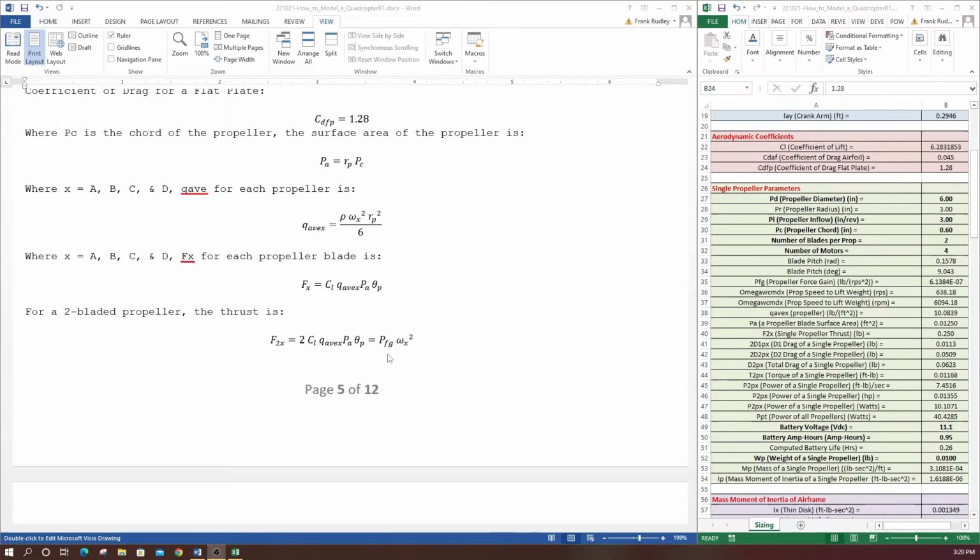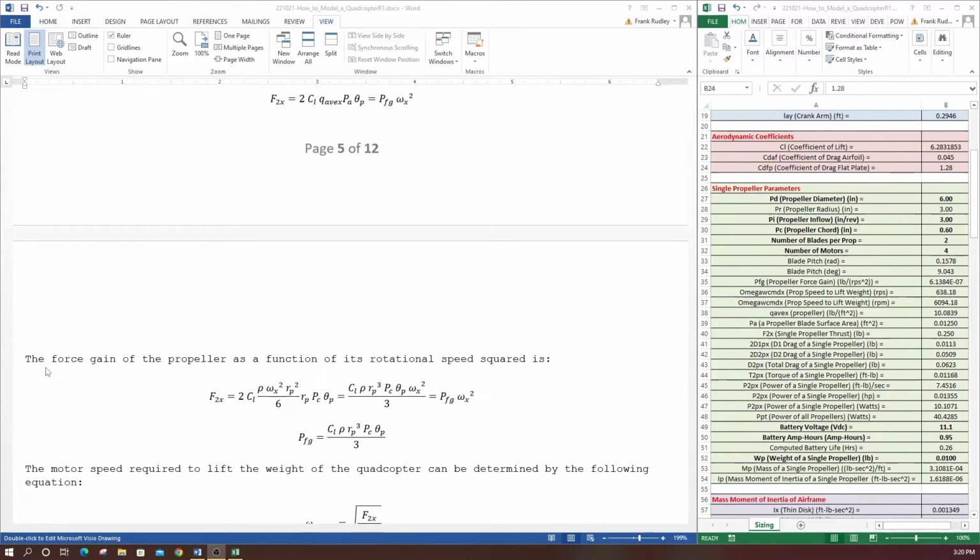And I did some other simplifications. I call this a force gain. The thrust winds up being a function of the angular rate of the blade squared. So PFG could be like a gain, a propeller force gain. So we're going to compute all that. That'll be helpful in some of the analysis that we do.